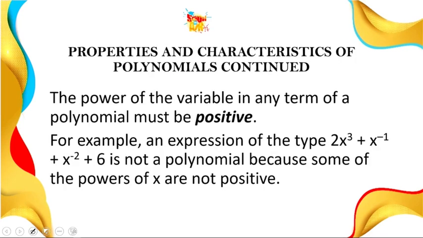Then the power of the variable in any term of a polynomial must be positive. As we said before, for example, an expression of the type 2x raised to the power 3 plus x raised to the power minus 1 plus x raised to the power minus 2 plus 6 is not a polynomial because of the powers of x, because some of the powers of x are not positive. Here we have x raised to the power minus 1, which is negative, and x raised to the power minus 2, which is also negative. So this is not a polynomial.